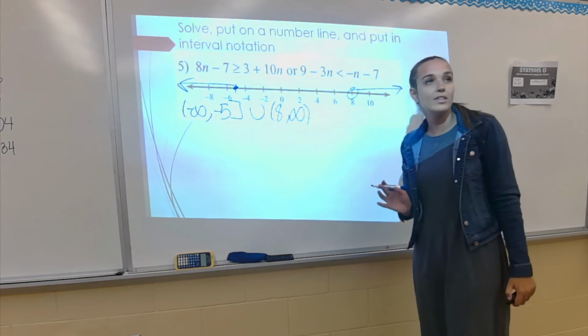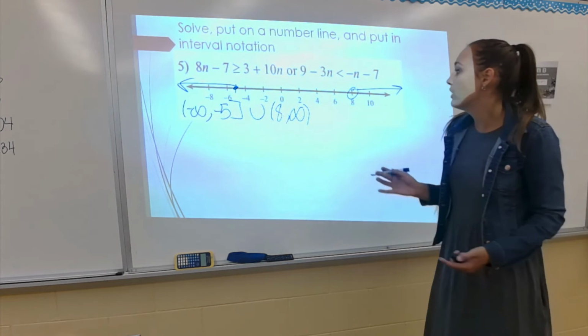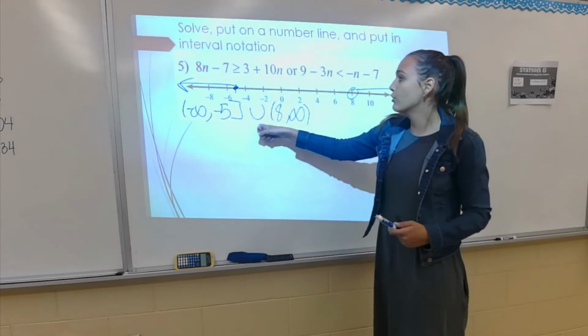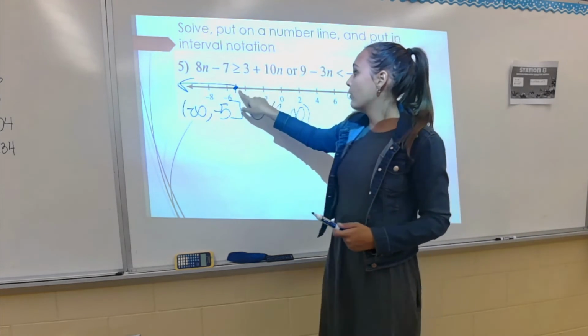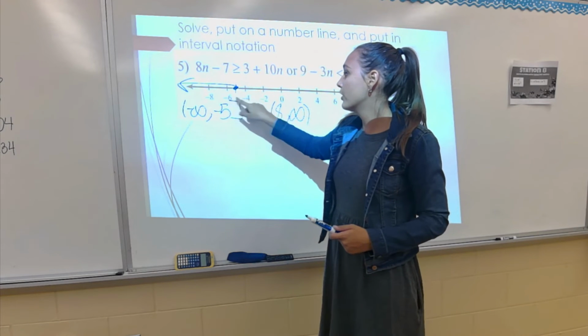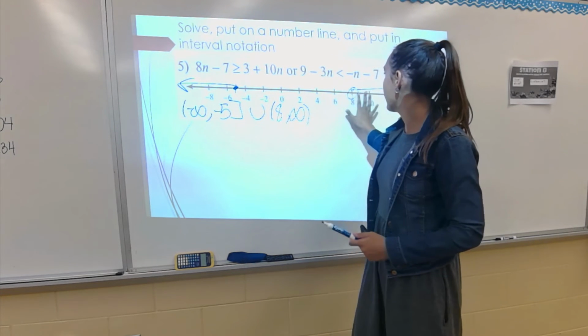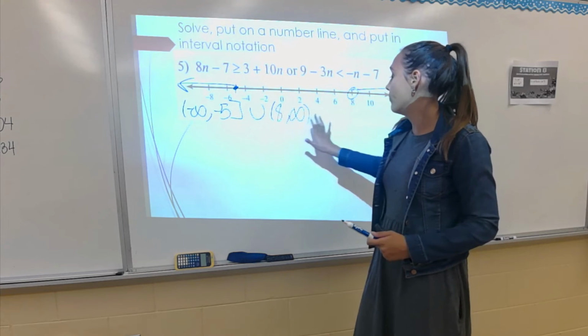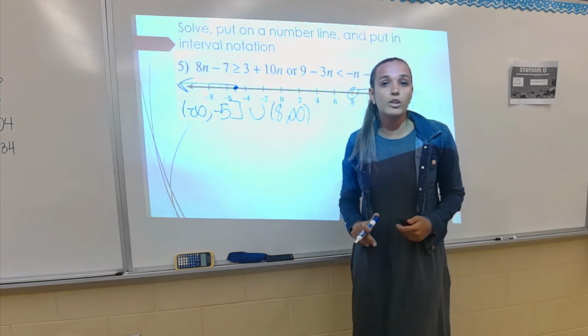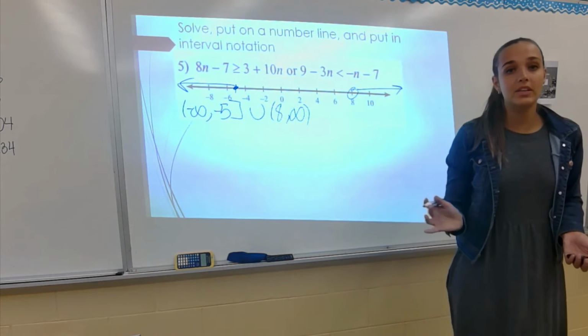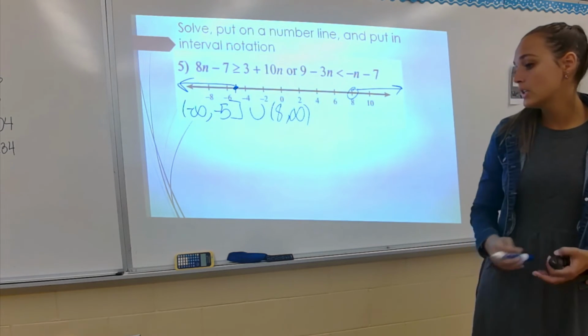So when we have an or statement, this is when our interval notation gets a little crazy, where we need to have that U for the union. We have our bracket for our closed circle and our parenthesis for our open circle. We always use parentheses when we're working with negative infinity and positive infinity, so be careful of that.